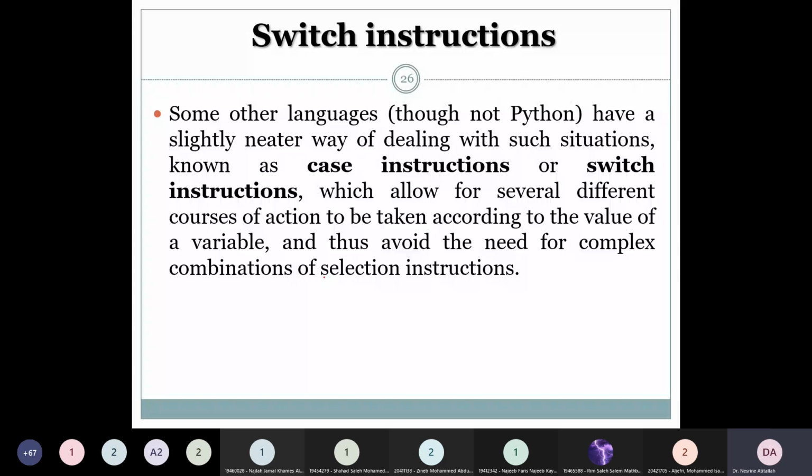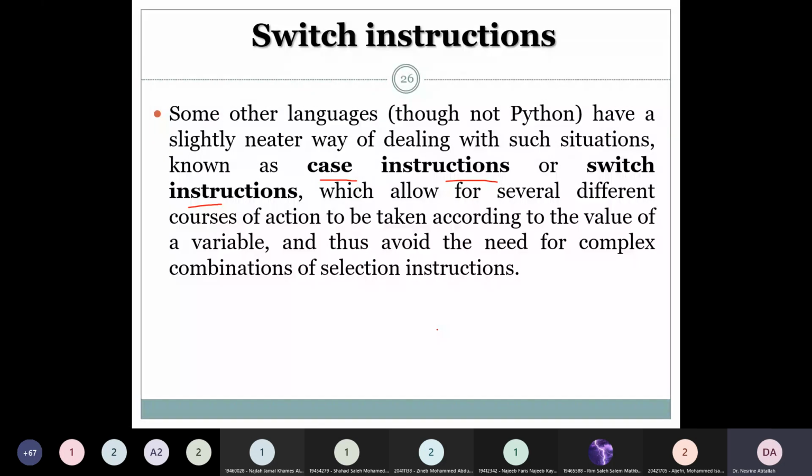Switch instruction now. Some other languages, though not Python, have a slightly neater way of dealing with such situations when you have several choices, known as case instructions or switch instructions. In some languages you will use case, and in other programming languages you will use switch, which allow for several different courses of action to be taken according to the value of a variable, and thus avoid the need for complex combinations of selection instructions.